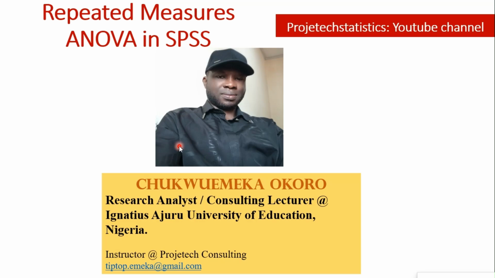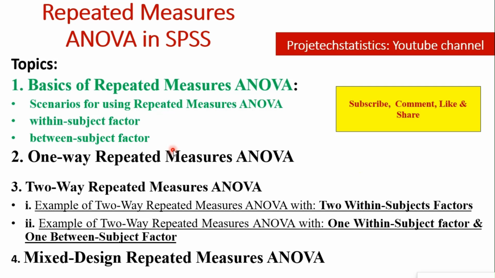Today we are going to talk about repeated measures ANOVA in SPSS. We are going to cover different topics, but today we are going to have the basics of repeated measures ANOVA in SPSS, where we talk about the scenarios where you can use repeated measures within subject factors and between subject factors. We also have other videos that you can watch on one-way repeated measures, two-way, and mixed design repeated measures.